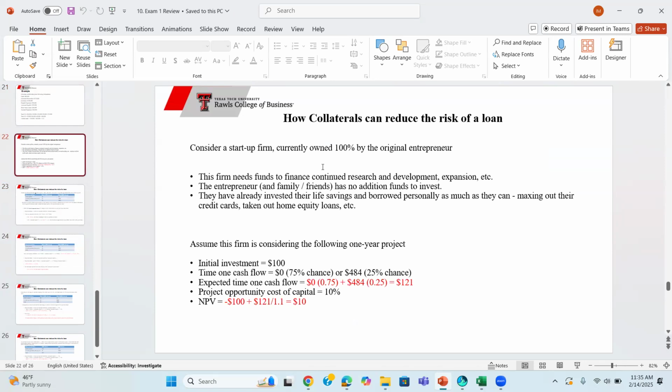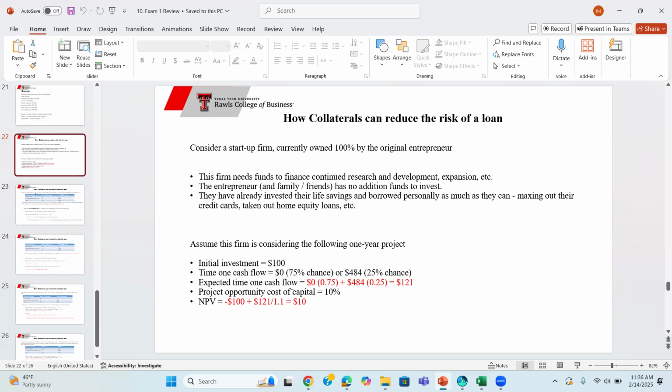So there is a startup firm currently owned 100% by the original entrepreneur, and there is some information. The main information is the initial investment is $100, and the time one cash flow is 0 with a 75% chance, or 484 with a 25% chance. So there are two likelihoods, it can happen or it doesn't happen. If it happens, there is a 75% chance for the 0 and a 25% chance that you are going to get 484.